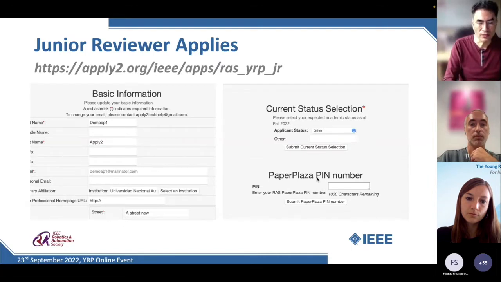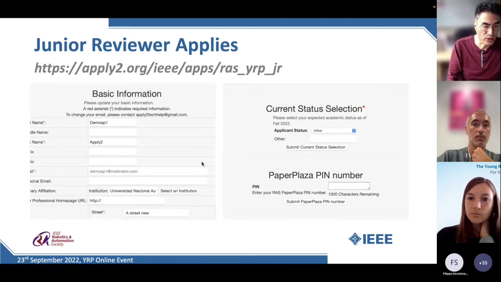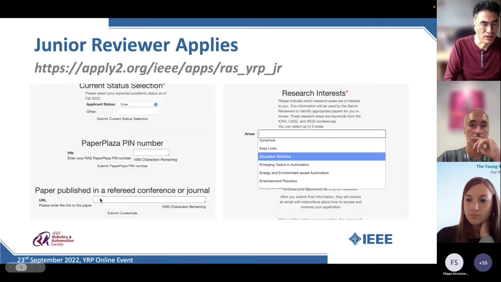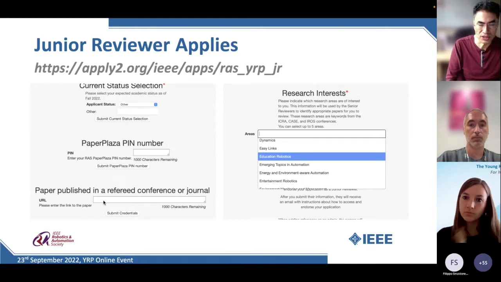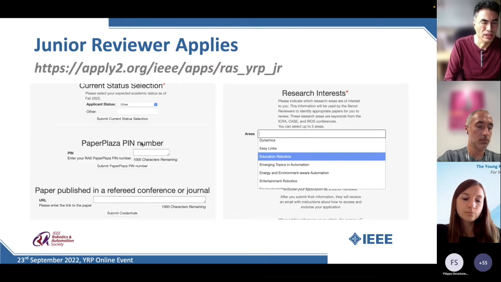your Paper Plaza PIN number. As Marta mentioned before, this system is outside Paper Plaza, and this is just for us to know that you have participated in IEEE RAS, maybe as an author or for a paper. Then you can provide information about a paper that you have already published. This is not required. Both the Paper Plaza PIN number and the published paper information are not required.